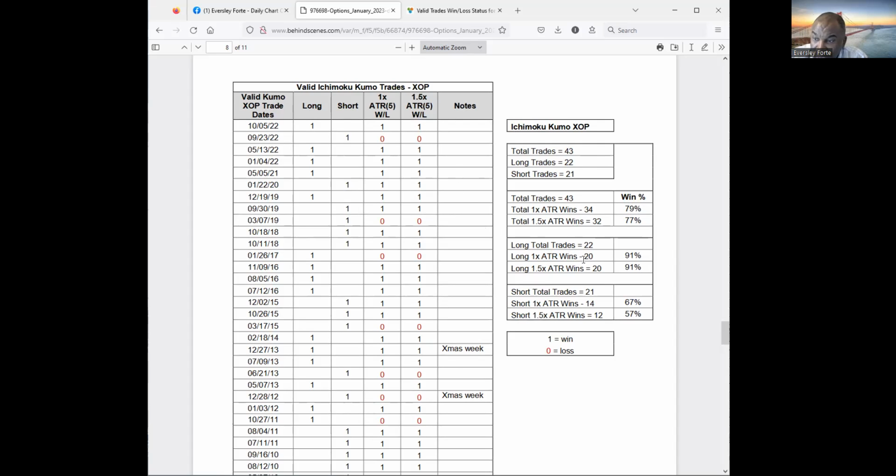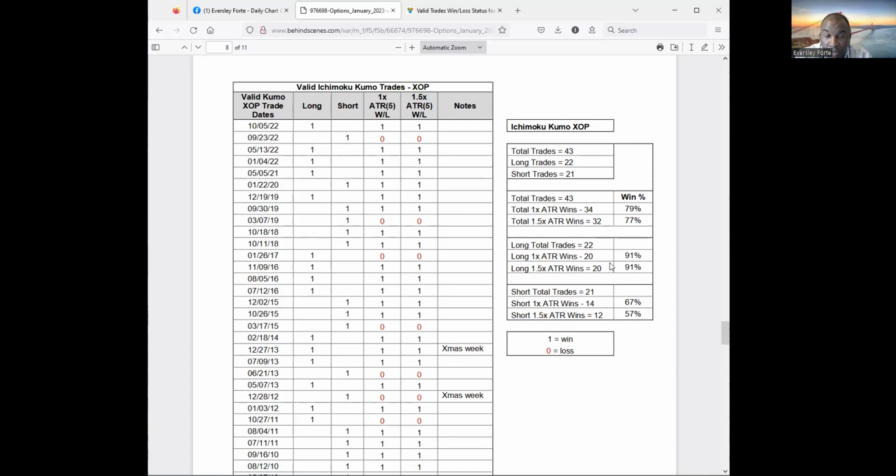When XOP becomes valid, we know we're going to look for a long trade. But if a short trade became valid, we pass. This is why we need to have these numbers readily available, because what happens is people make money on the long side, then lose it all on the short side because they try to trade the same strategy up and down.